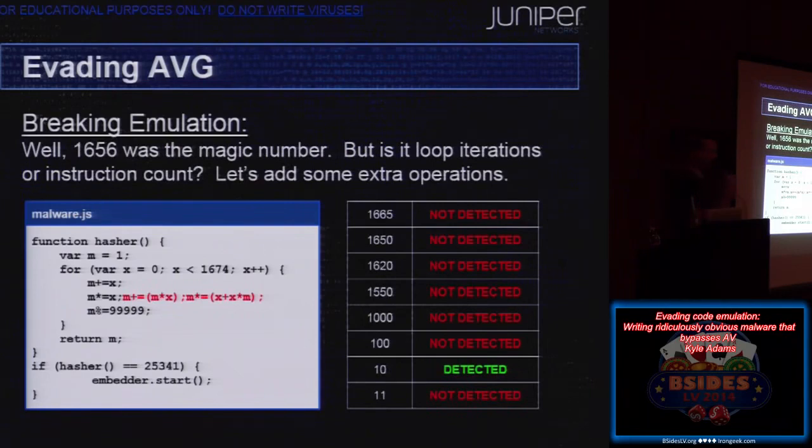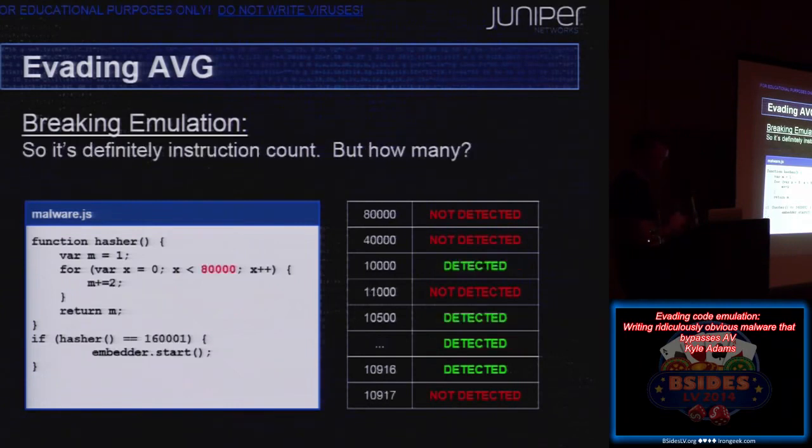But I don't know now if it's loop iterations or if it's instructions. So the next thing I'm going to try is adding a couple instructions inside my loop and see how far down I have to drop that loop iteration count before AVG starts detecting me again. And it's clear I got all the way down to 10 iterations from 93. So clearly instruction count is the issue here, not the number of loop iterations.